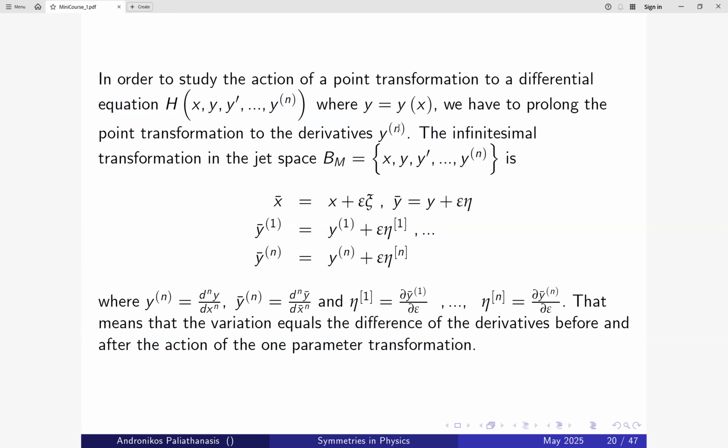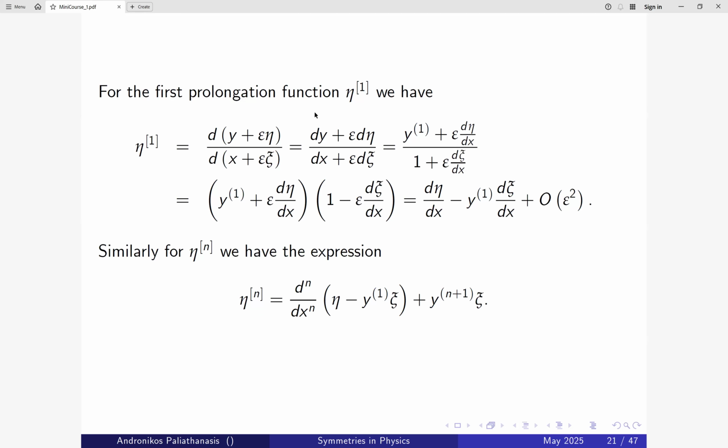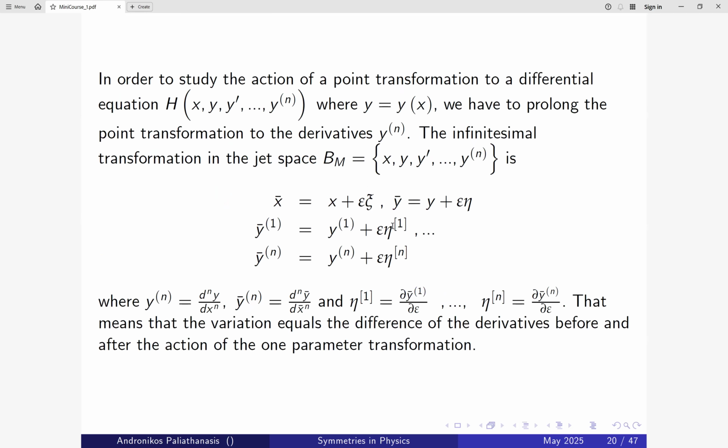So we have to see how, if we have in the base manifold a point with coordinates x and y, the transformation, then we should define how this transformation is extended in the Z space. Now, for the first prolongation, this is the first extension. It's called extension or prolongation. This is the nth extension and prolongation.